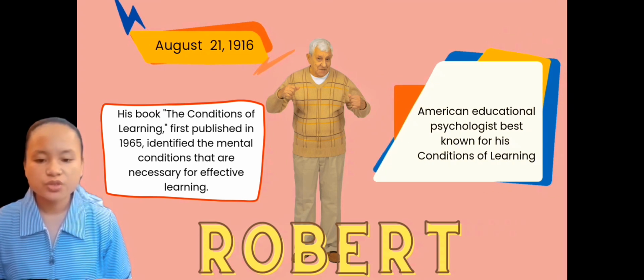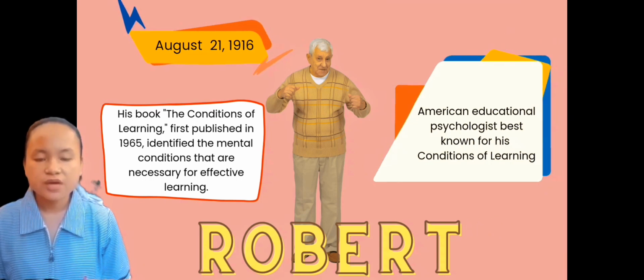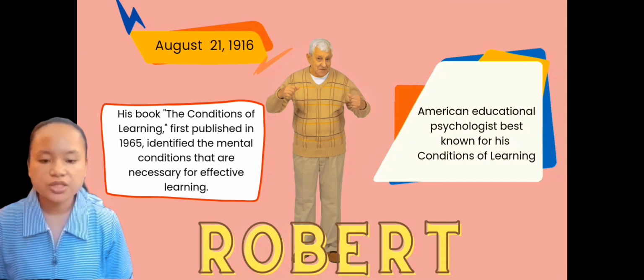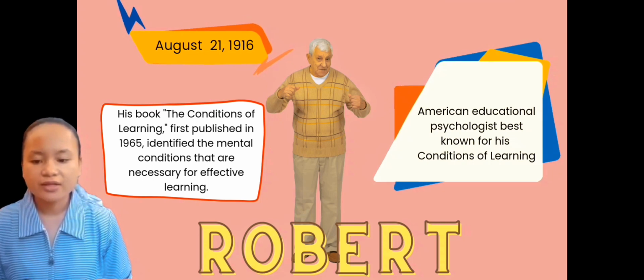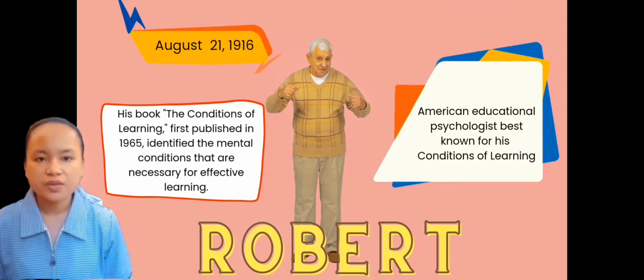His book, The Conditions of Learning, first published in 1965, identified the mental conditions necessary for effective learning. Gagne created a 9-step process that detailed each element required for effective learning. So here are the 9 events of instruction that Gagne created.